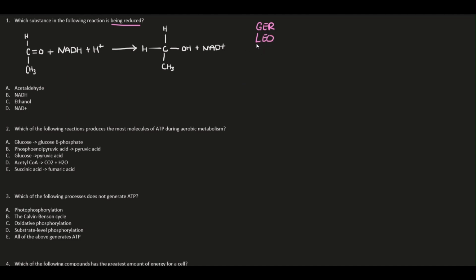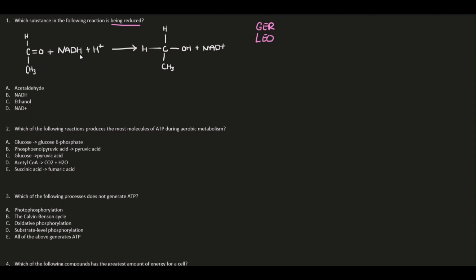Right, now that you know that, we're going to go to our reaction. We have acetaldehyde plus NADH plus H, or hydrogen, that gives us a reaction resulting in our ethanol and NAD plus. Now let's look at the first part of this reaction. We have acetaldehyde plus NADH plus hydrogen.